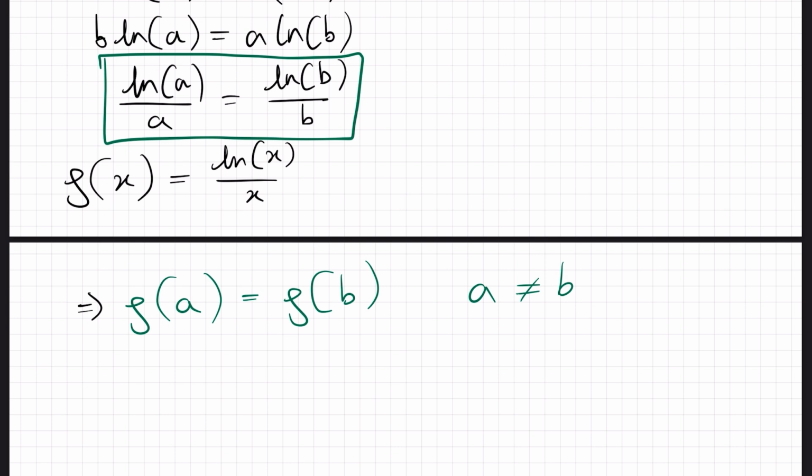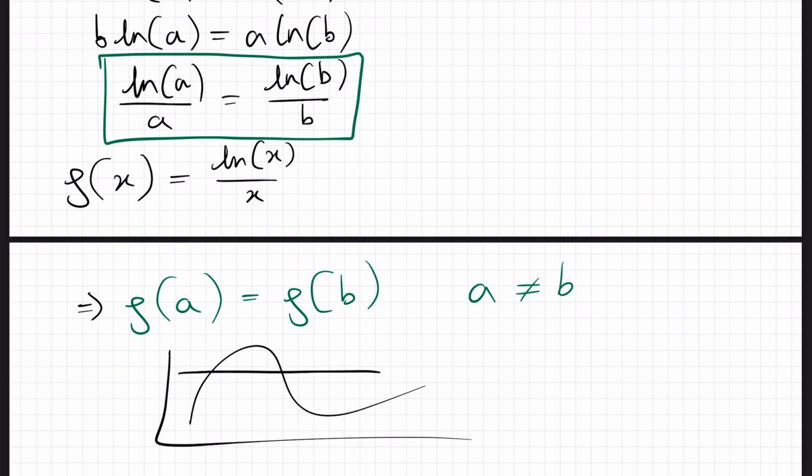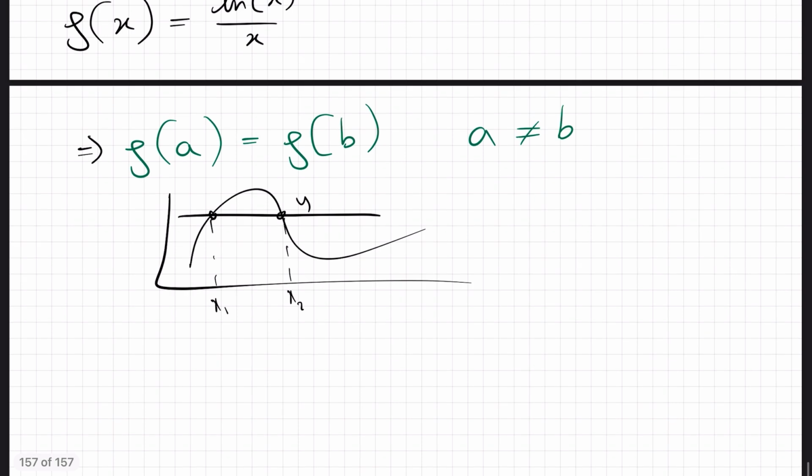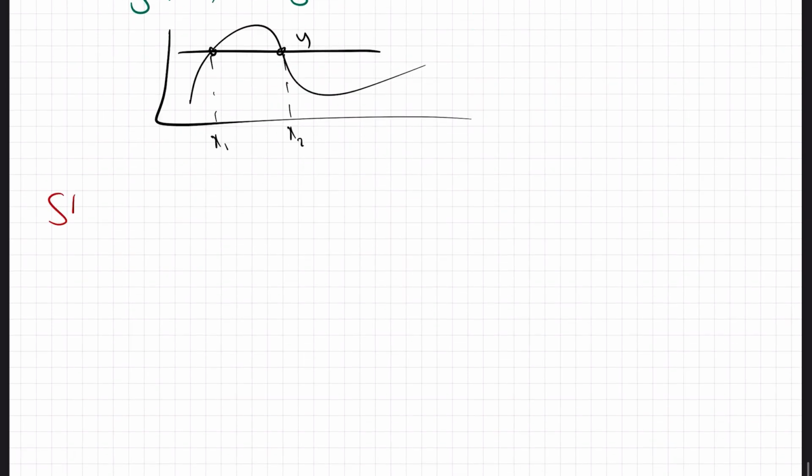And graphically, on a graph, if this was f of x, what we're looking for is a single y value, or output of f of x, which is the same for two different x values, x1 and x2, and a constant y. We're looking for two different x values, a and b, which give the same output, and a and b are different. So to do that, we probably want to sketch f of x equals ln x over x.